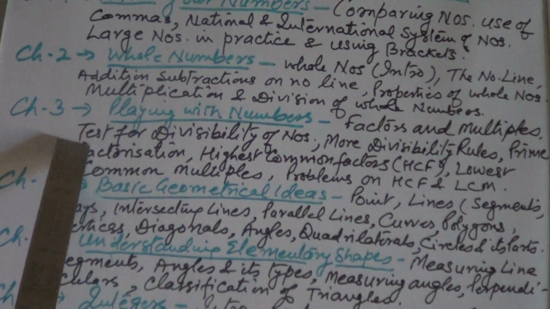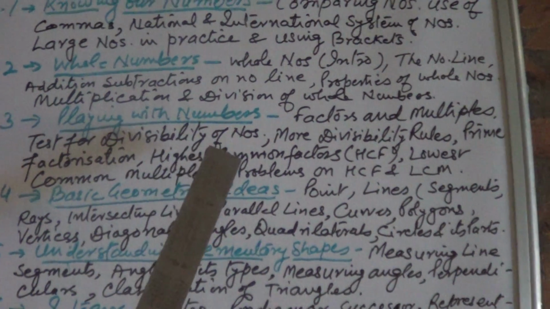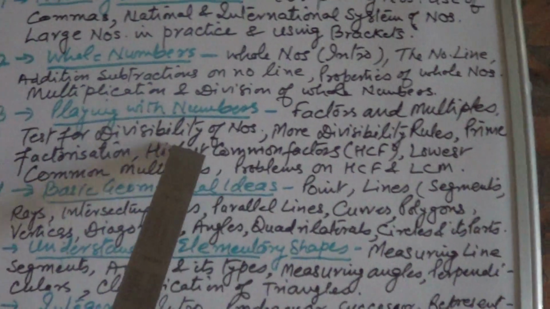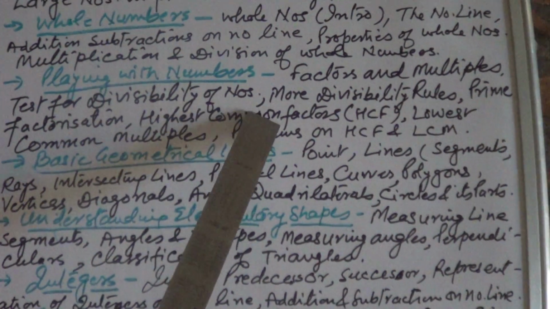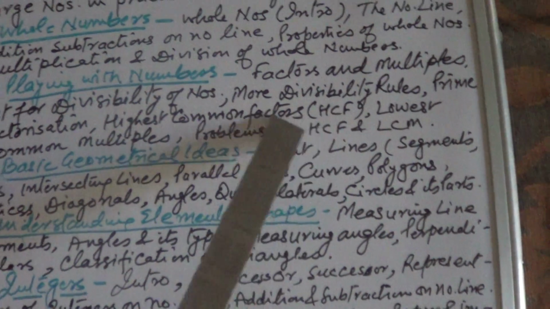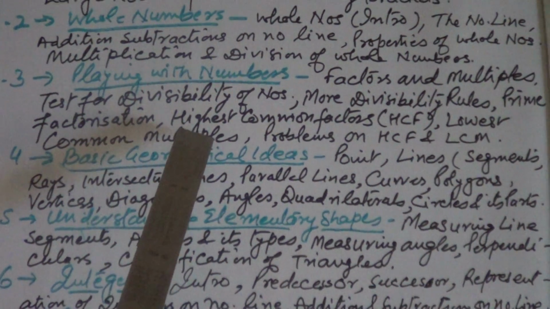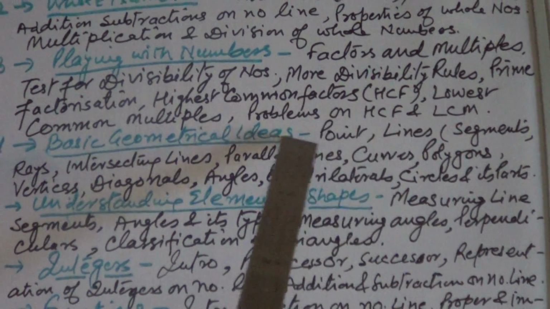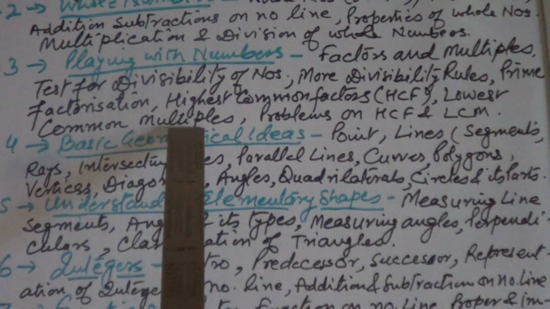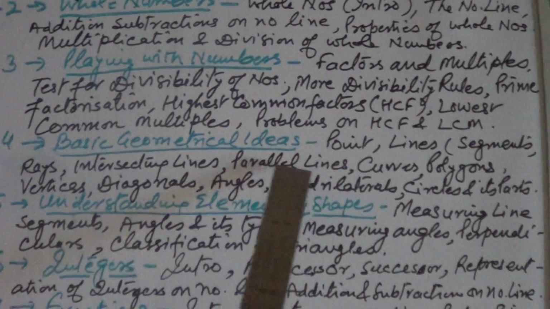Now chapter 3 is playing with numbers. It contains factors and multiples, tests for divisibility of numbers, divisibility rules, and prime factorization, and it also contains highest common factor HCF, lowest common multiple LCM, problems related to HCF and LCM.